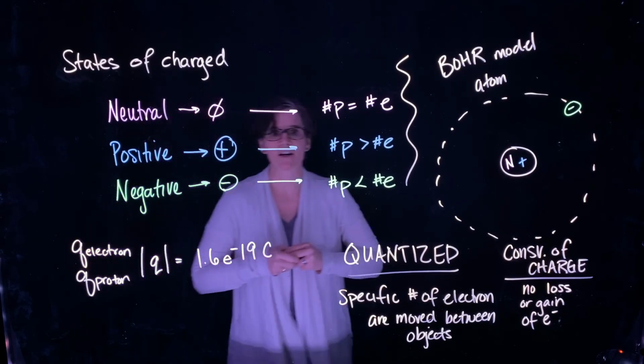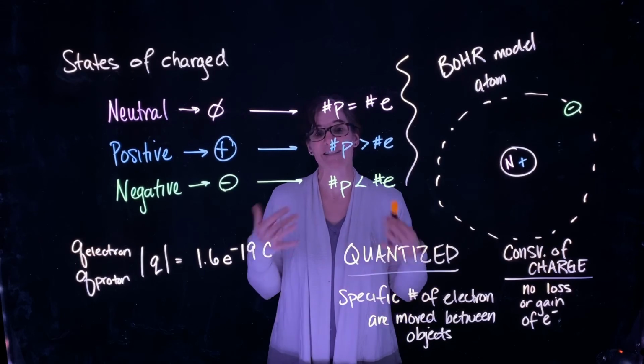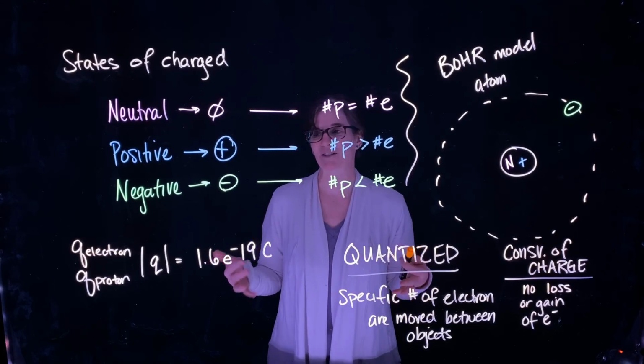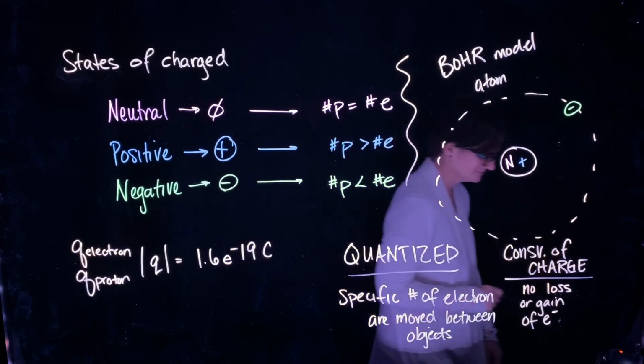So that's how we get our different states of charges, our different object states with respect to charge: neutral, positive, and negative. All right, good job.